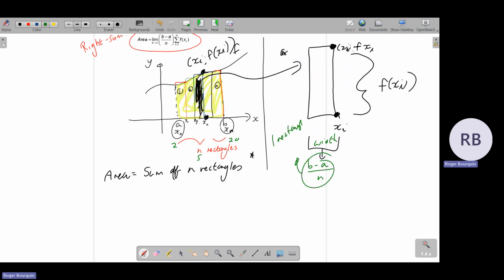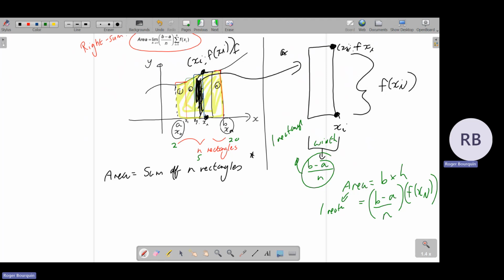So what's the area of one rectangle going to be? Well, it's length times breadth, or breadth times height, which is going to be what? B minus A over N. What's the height? F of X. You happy with that? The area of one rectangle. So the area of that black rectangle in this case, but xi can change. So it could be x1, x2, x3, x4, and so on.